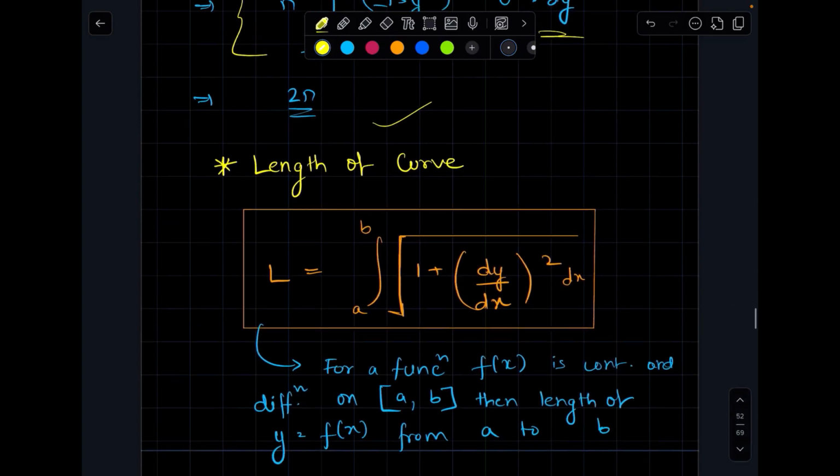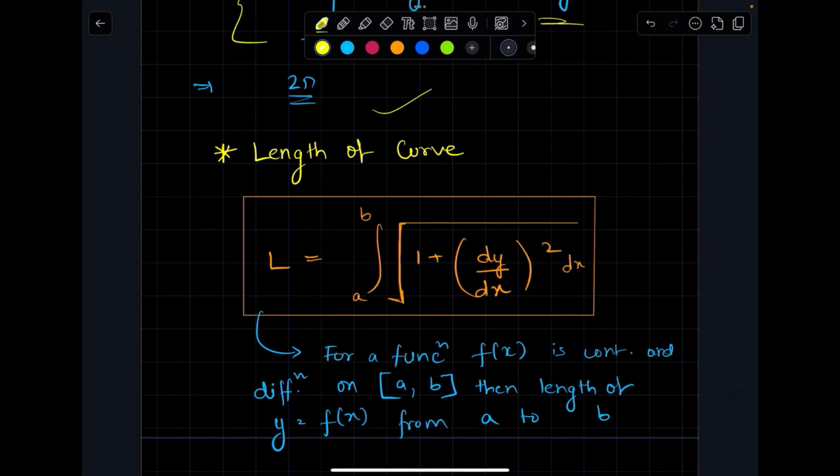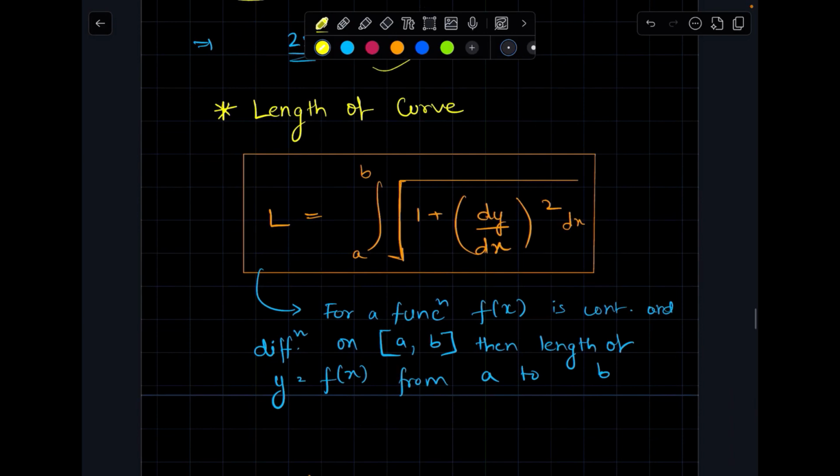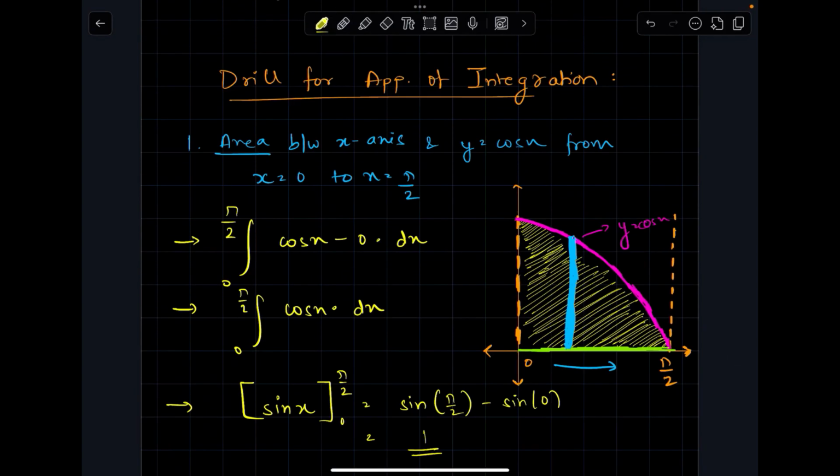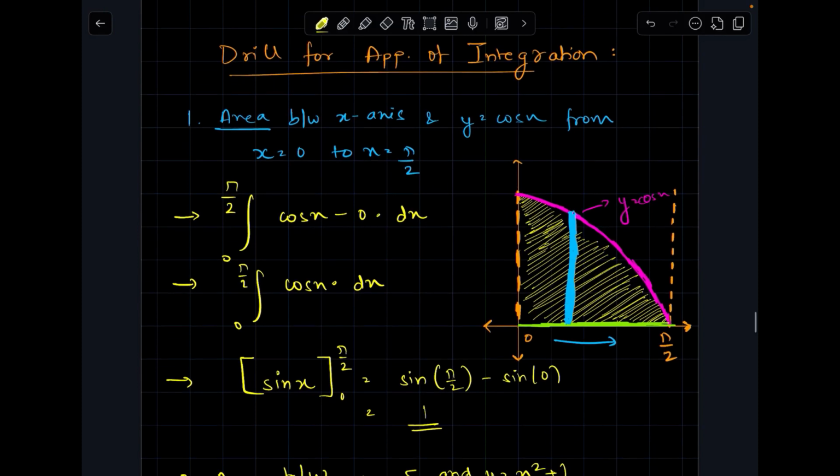Now, a bit of formula here. If the function f of x is continuous and differentiable on the interval a to b, then the length of the curve y is equal to f of x from a to b will be this. Memorize this formula, of course. So let's start the drill for applications of integration.